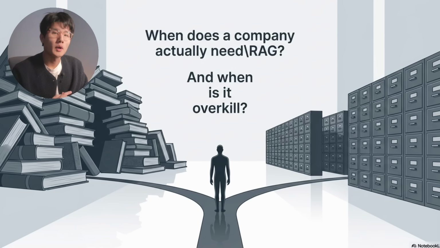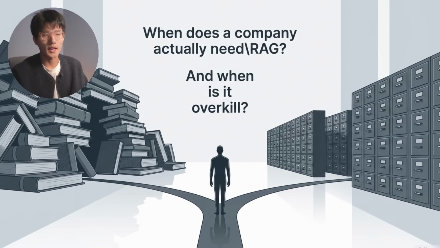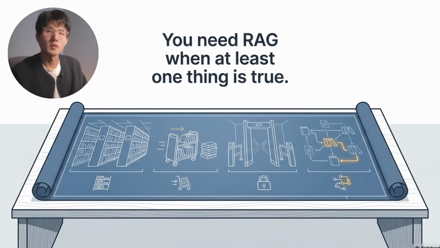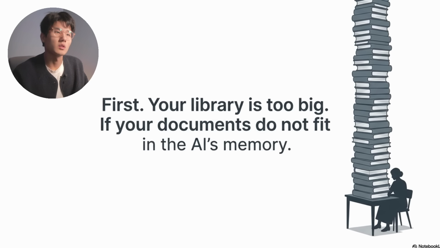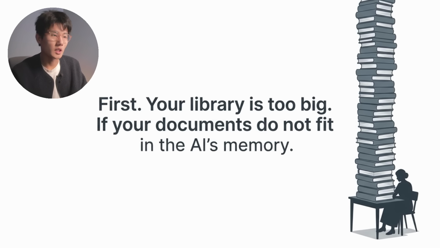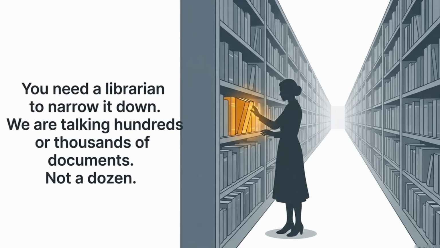That's the pattern here. Now the real practical question is, when does your company actually need to build RAG? And when is it overkill? You need RAG when at least one of these is true. One, your library is just too big. If your documents do not fit in the AI's memory, you need a librarian to narrow things down. We're talking hundreds or thousands of documents, not 1,000. We're talking terabytes, even petabytes of documents here.